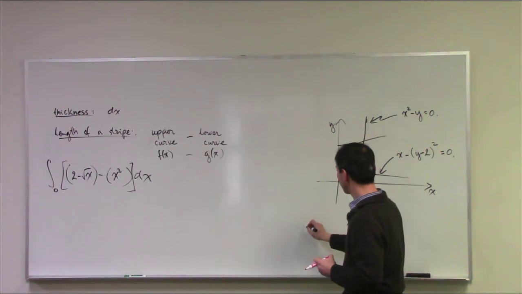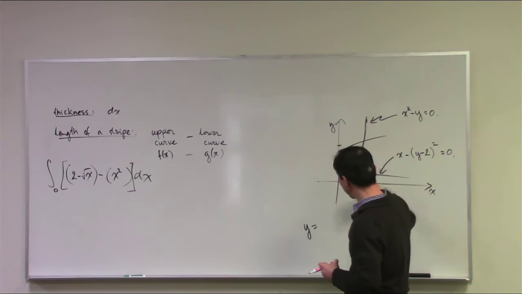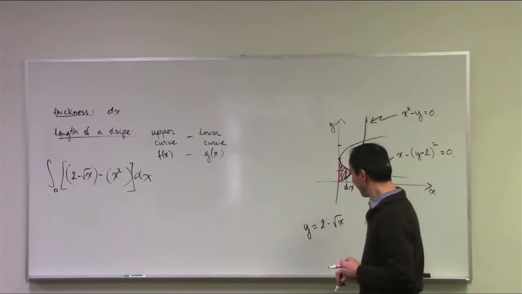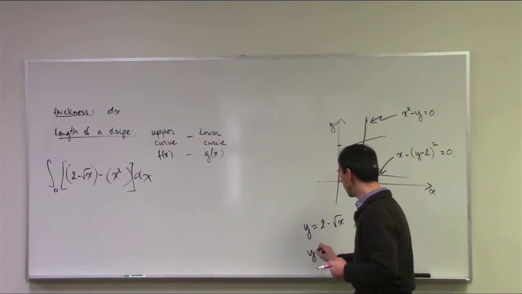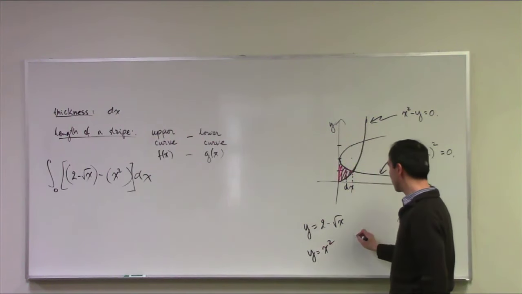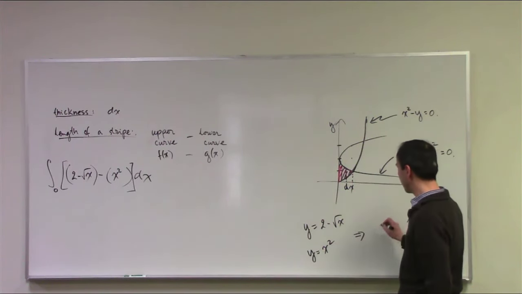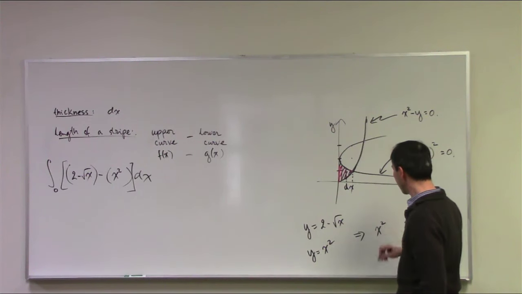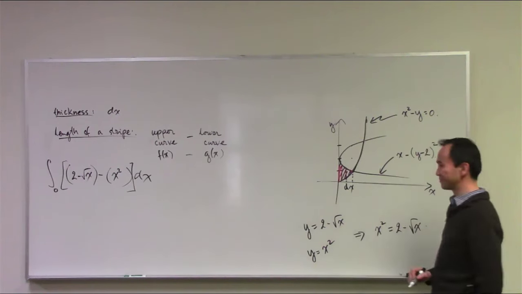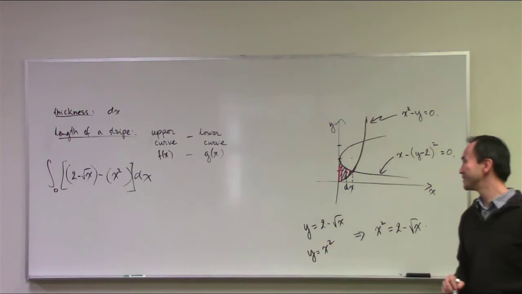you see, you're going to set your upper curve here as y equals 2 minus square root of x. You guys agree? Right. Your lower curve is y equals x squared. You guys agree on that still? Okay. So that means in this way right here, we are looking at setting x squared equals 2 minus square root of x. Agree on that still?